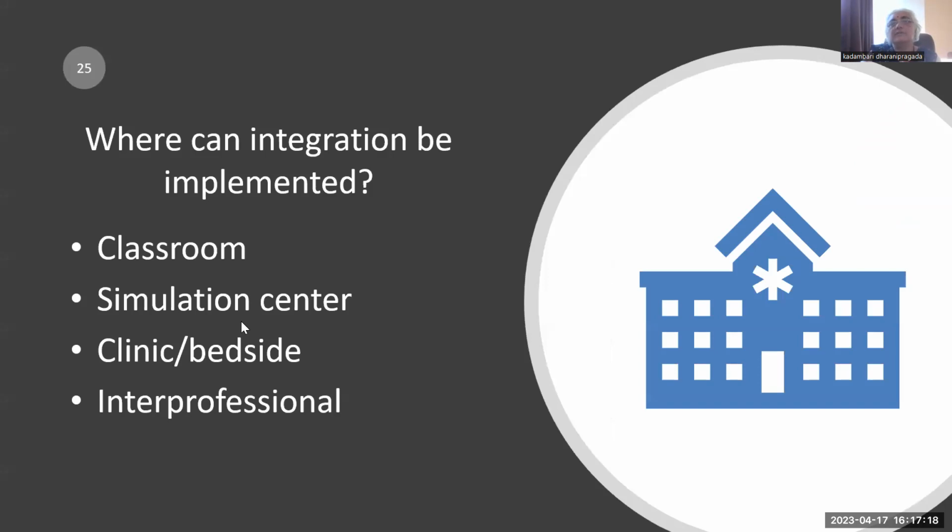So therefore, integration is implemented beyond the classroom. What we talk about horizontal and vertical integration is usually confined to the classroom. We call a clinician, we call a basic scientist, we ask them to discuss, and so that is in the classroom. But actually, it happens elsewhere as well. It happens in the simulation center, it happens at the bedside, and in interprofessional settings where they work as a team, for example, in the community.